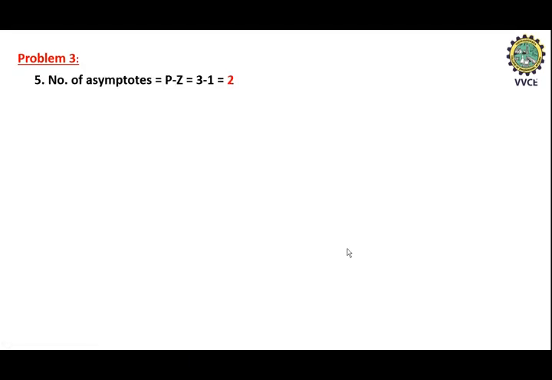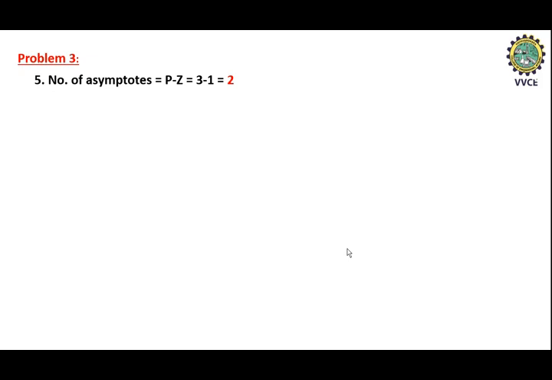Fifth step is the total number of asymptotes. Asymptotes are nothing but infinite branches, which can be obtained from p minus z, the total number of poles minus the total number of zeros. So poles are 3, zeros are 1. 3 minus 1 is 2. So we'll be getting 2 infinite branches of the root locus in this problem.